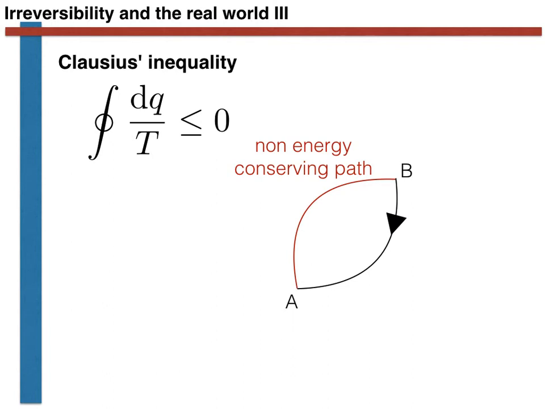We can now write the integral around the closed path as the sum of these two line integrals that take us from A to B and from B to A. Furthermore, we know from the Clausius inequality that this whole integral will be less than or equal to 0.